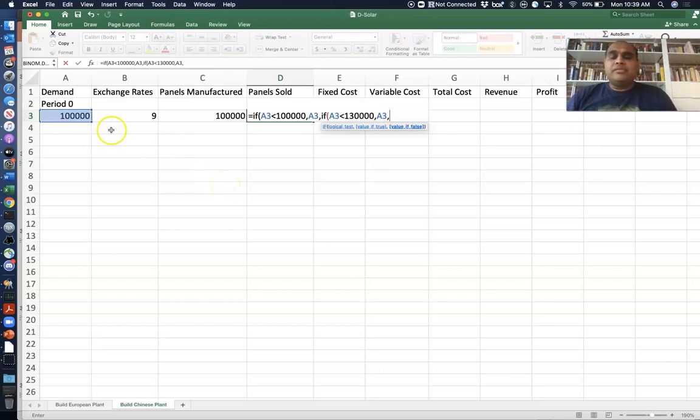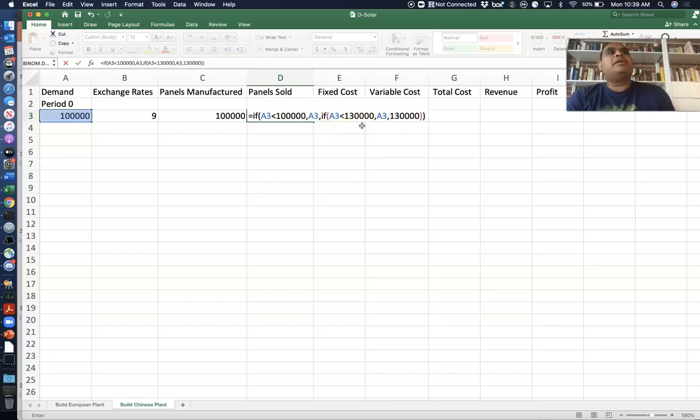You can only sell, even if demand is, let's say, 144,000, the number of panels that you manufacture, or in this case 130,000. That's the maximum that you can sell. Now, you'll notice that if demand is less than 100,000, it's A3. If demand is less than 130,000, it's still A3. So as long as demand is less than 130,000, it's A3. We don't need the first check here.